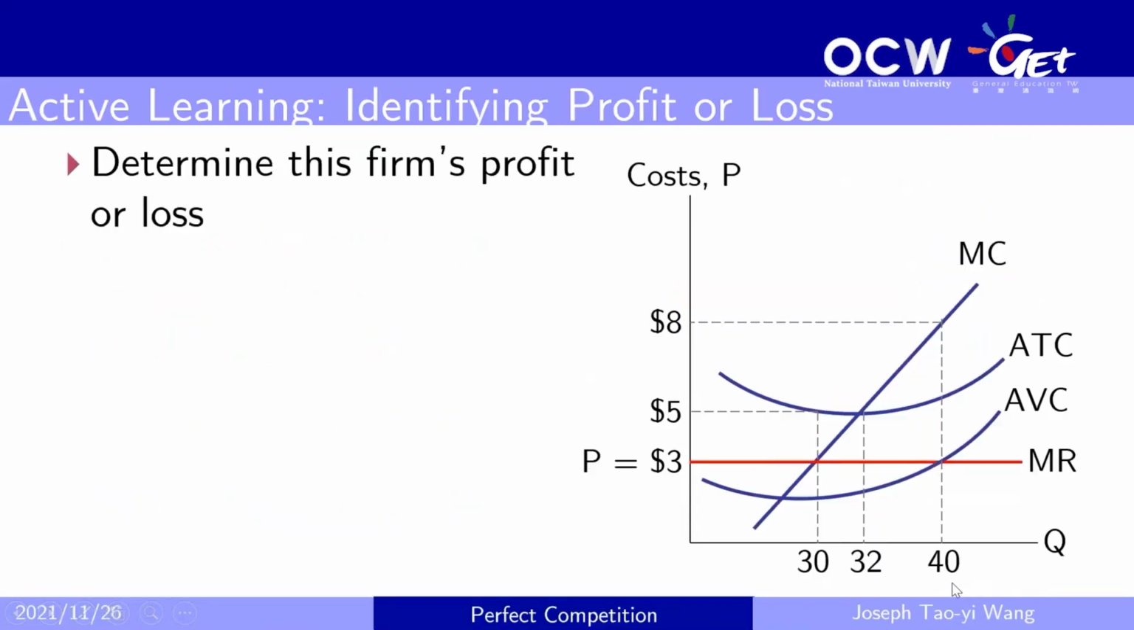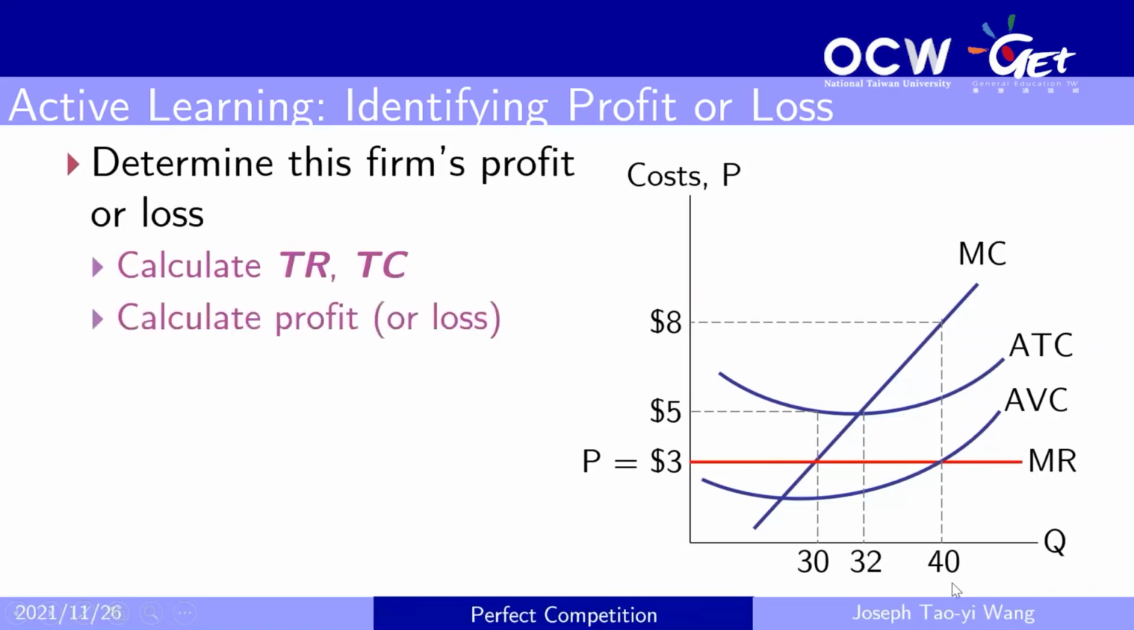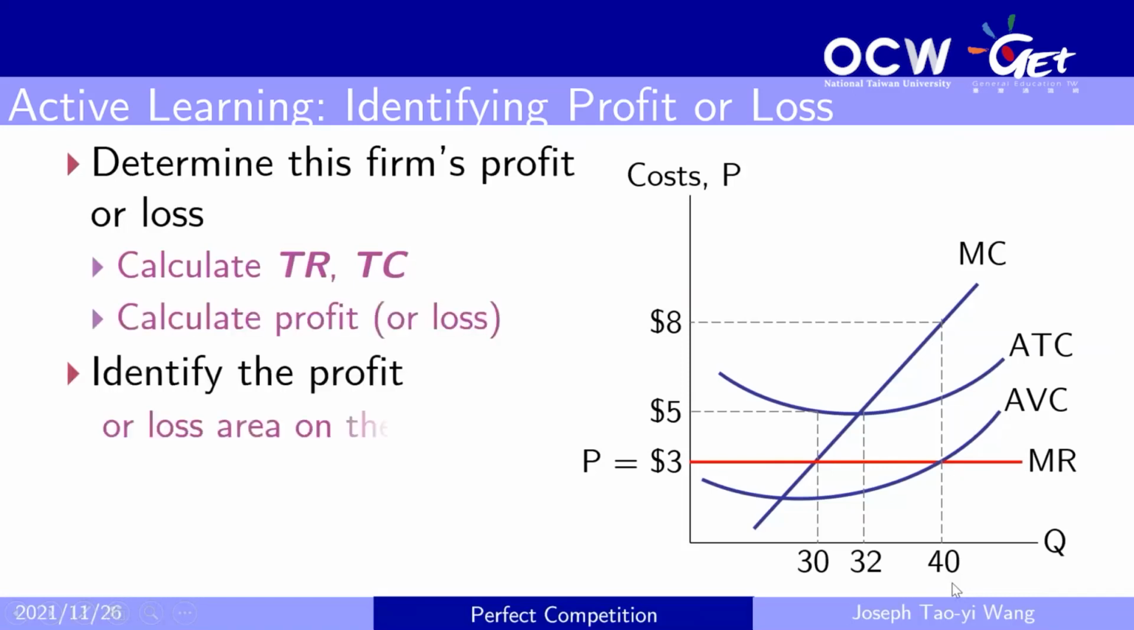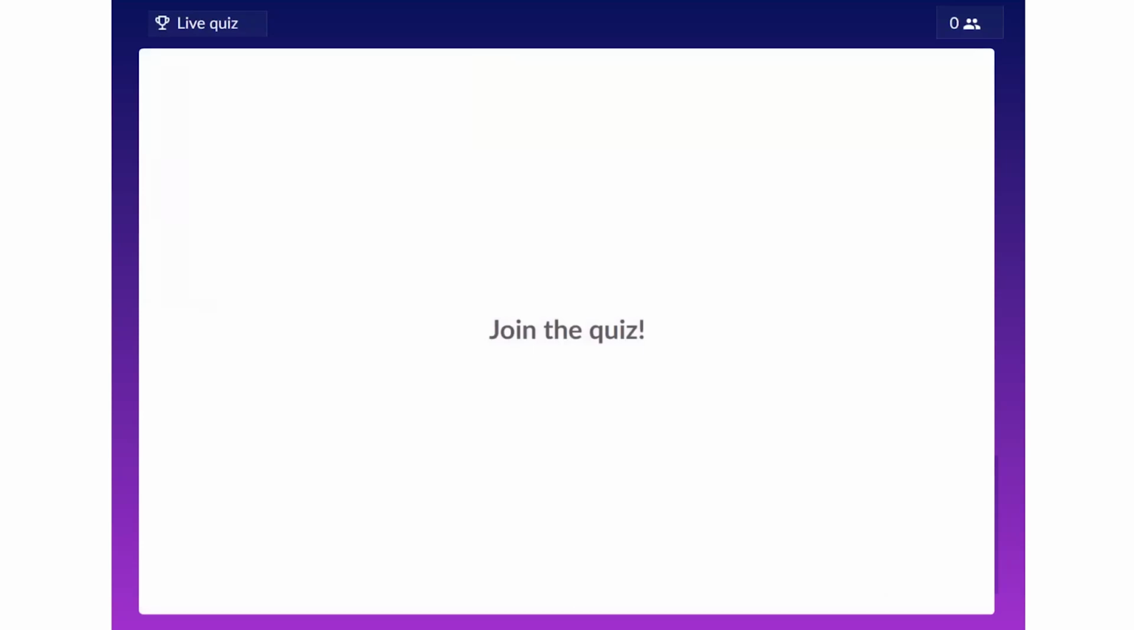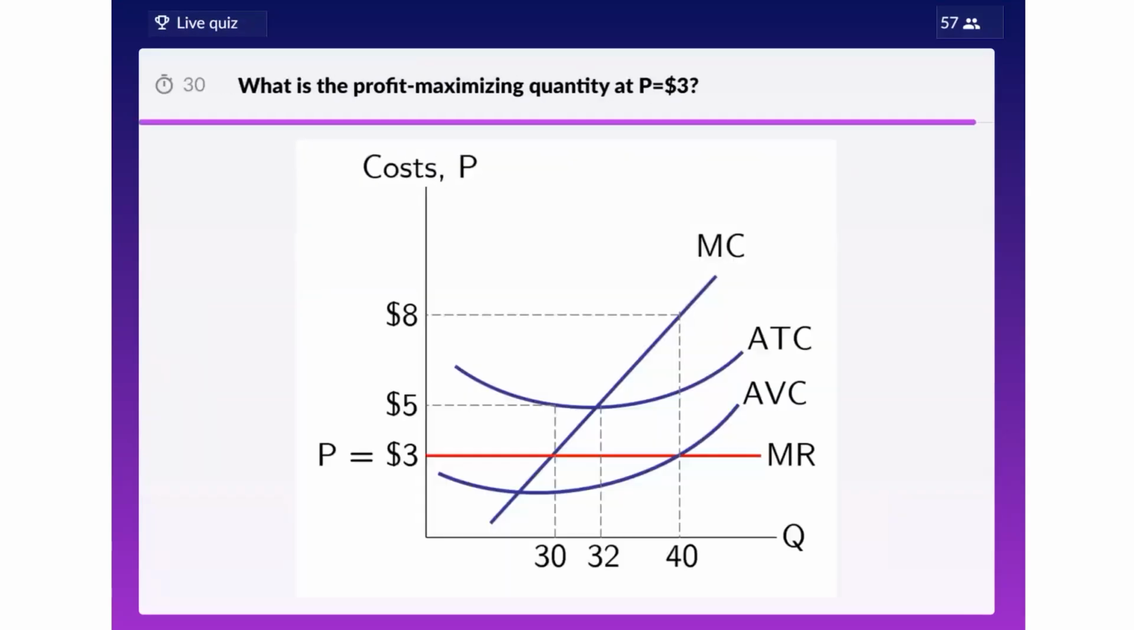Okay, so now determine this firm's profit or loss. Now here's the price at $3. This is a different firm. This is a marginal cost curve, average total cost curve, and average variable cost curve. So calculate total revenue, total cost, and the profit, and find which region represents the profit or loss on the graph. Okay, so please join the quiz. What is the profit maximizing quantity at price equals $3?